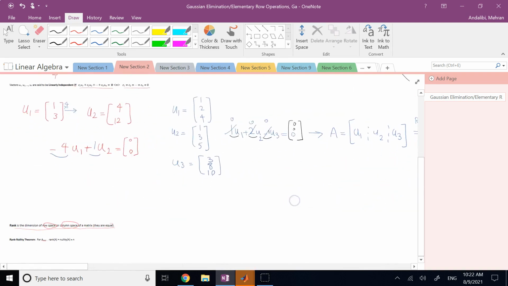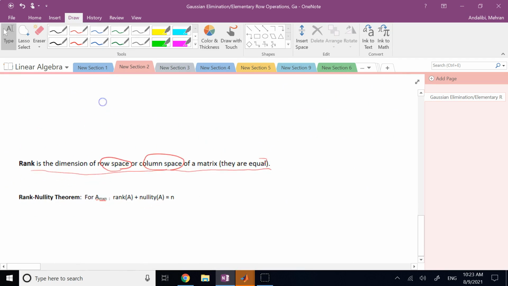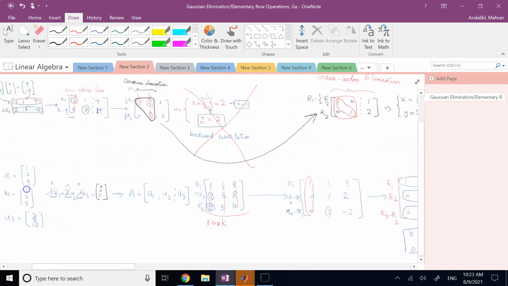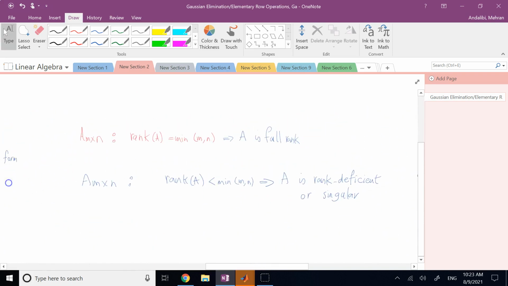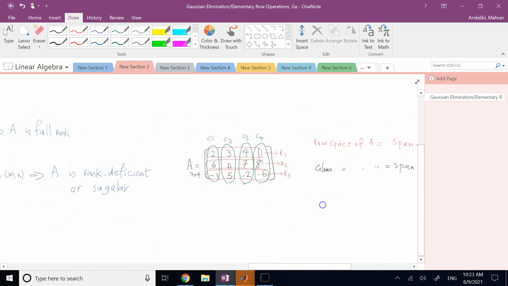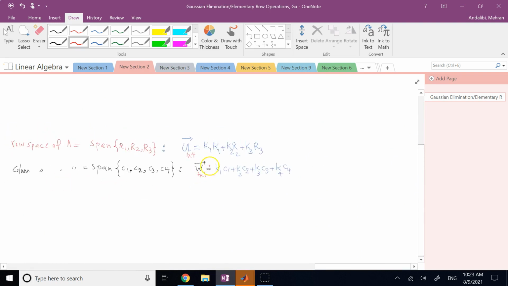But the dimension of these two spaces is the same for both of them, and that is called the rank. So when I say they are equal, I don't mean the row space and column space are equal. The dimensions of them are the same, and there is a lot of proof behind why they are the same, but the common dimension of these two spaces is called the rank. So it doesn't matter that one is 1 by 4 and one is 3 by 1.